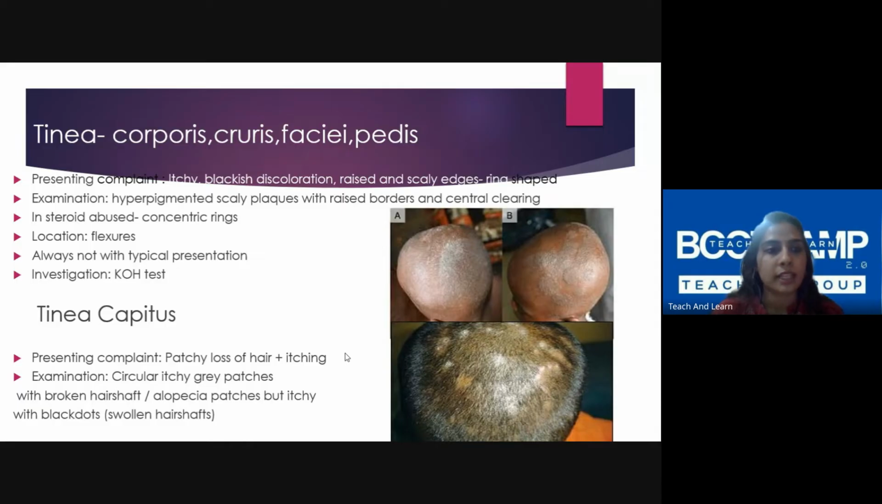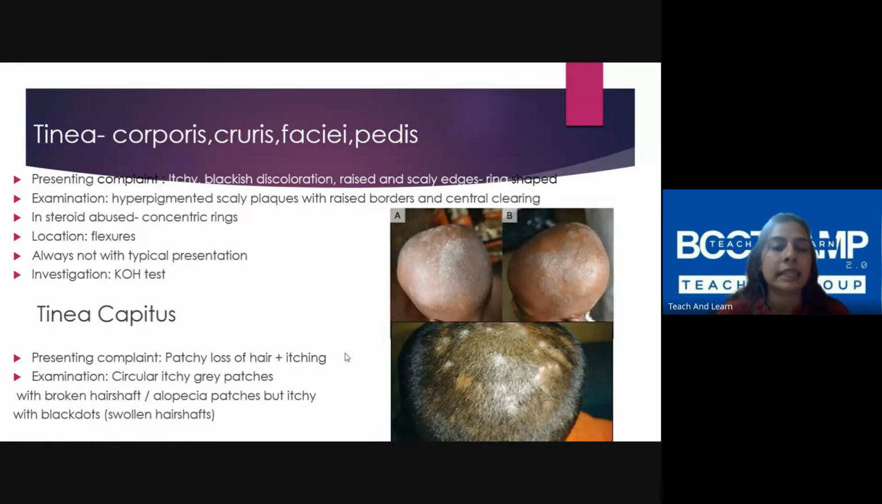The common locations are flexures. It might not always present typically because of all these other reasons. They must have used something else on top of it. There would be an added bacterial infection on it, things like that. Investigation of choice would be a KOH test. All centers would not be having it, but if you have it and you are having a doubt whether it is a fungal infection or not, you can definitely go for a KOH test.